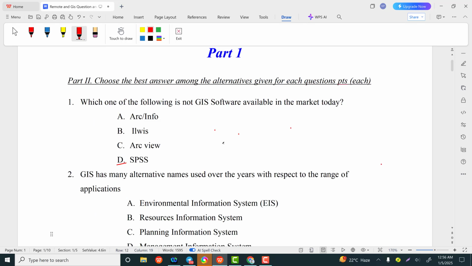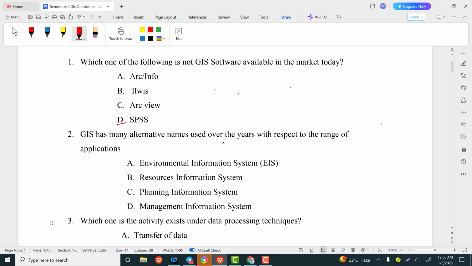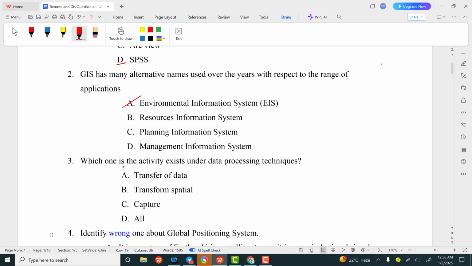Question number 2. GIS has many alternative names used over the years with respect to the range of applications. A. Environmental Information System, B. Resource Information System, C. Planning Information System, D. Management Information System. The answer is Environmental Information System.